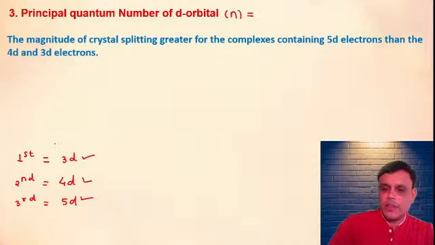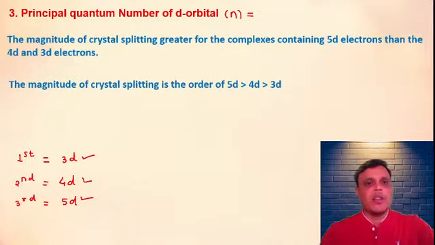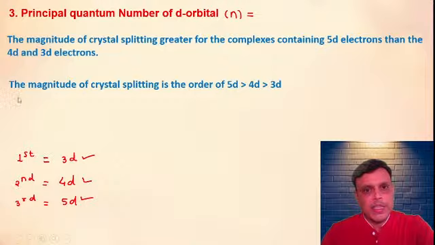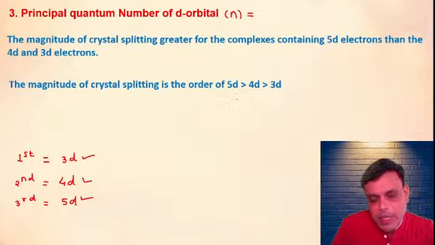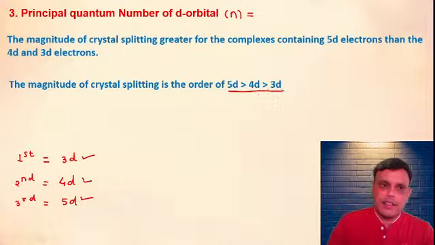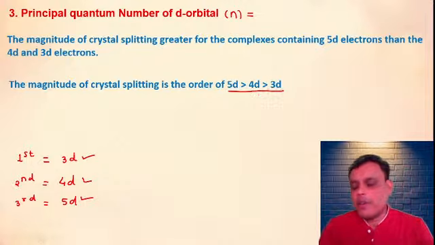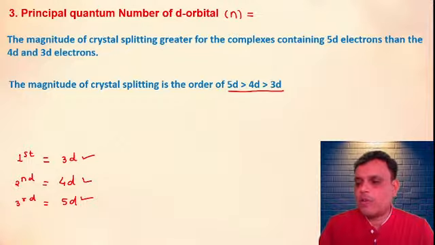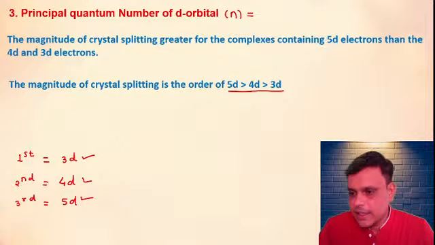Okay. The next point is the magnitude of crystal field splitting is in the order of 5d is greater than 4d and 4d is greater than 3d. Please remember this order. The 10 Dq value of 5d is greater than 4d, and the 10 Dq value of 4d is greater than 3d. Okay.